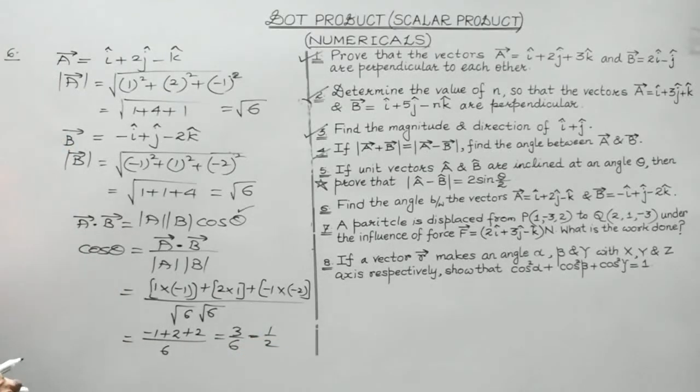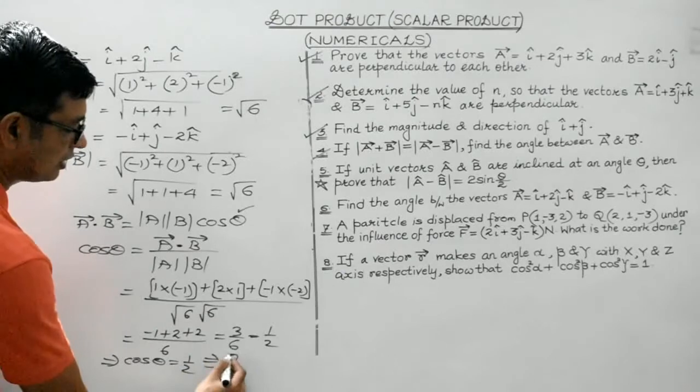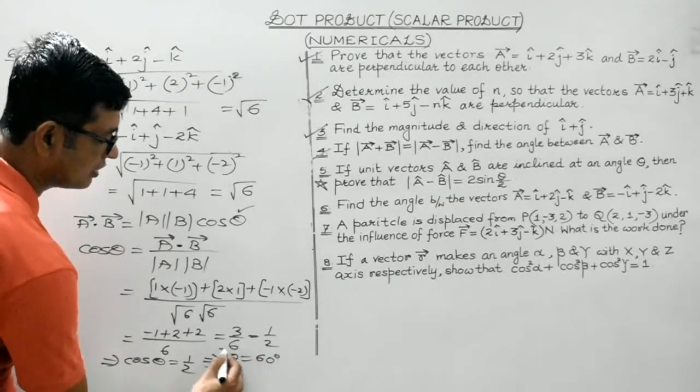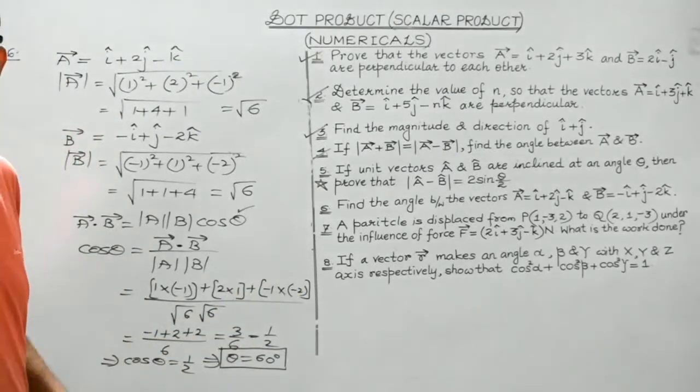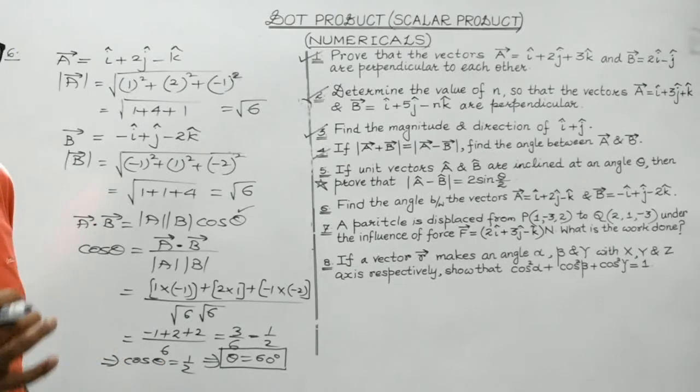So what we get is, students, cos theta is equal to half. Implies that cos theta is equal to half, which further implies that theta must be equal to 60 degrees. So the angle between these two vectors must be 60 degrees. Cos 60 is half. So by using the concept of dot product, we can easily determine the angle between the two given vectors. Right? So this is how we need to proceed.